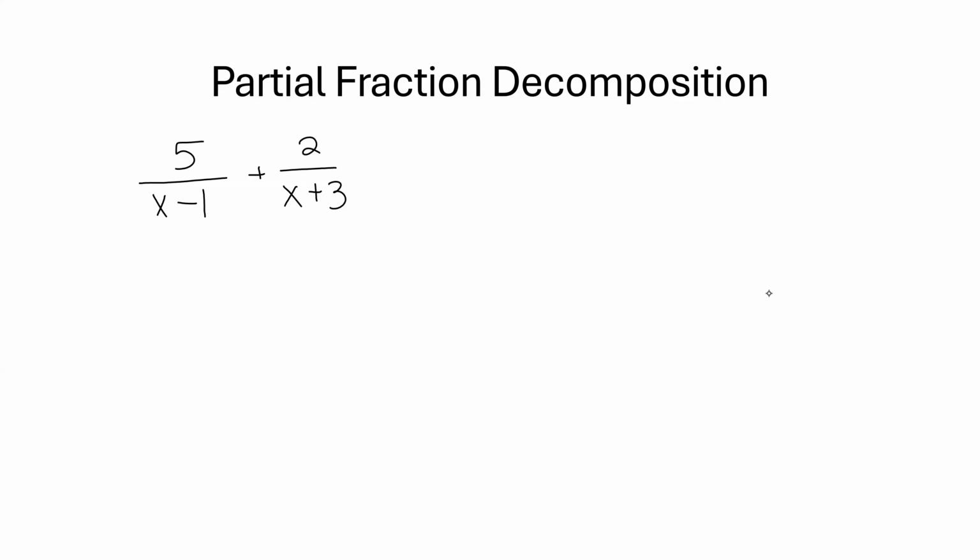Before we start partial fraction decomposition, let's look at these two fractions. If I wanted to add these two fractions together, what would I need to do? Yes, I need to get the common denominator. So I'm going to multiply this first fraction by x plus 3. And I'm going to multiply this second fraction by x minus 1.